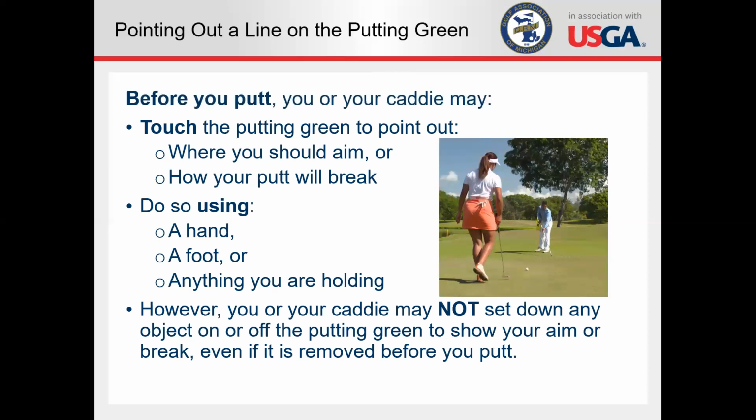So you still couldn't put a water bottle on the fringe on the opposite side of the hole to say aim at that water bottle there. You can point it out and touch it, but you can't put something there and have it stay there while you putt.